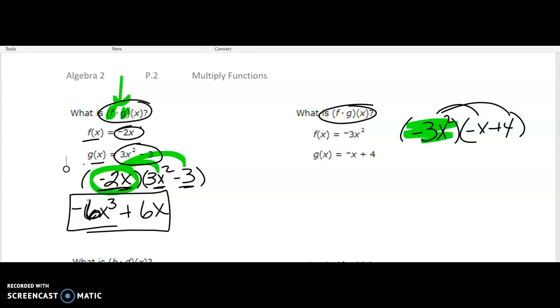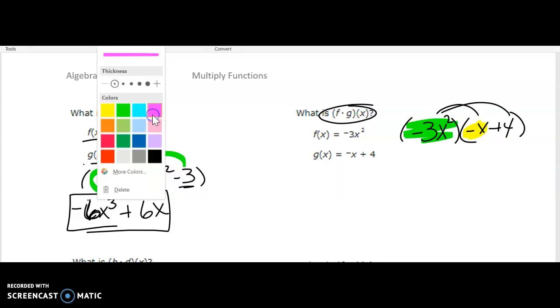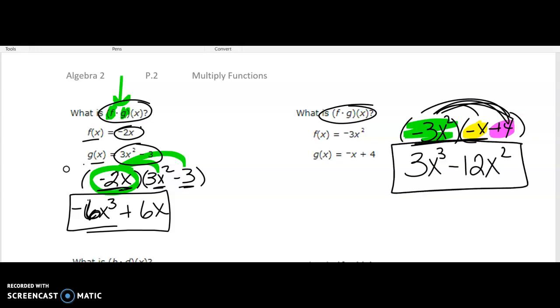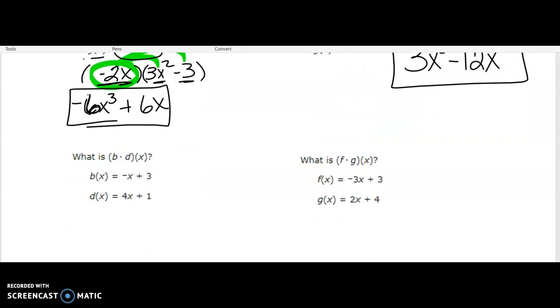This is negative. This is negative, and this is positive. So make sure you get your signs right. So negative 3 times negative 1 would be a positive 3x to the third, which would be those two. And then these two would be negative 3 times positive 4 would be negative 12x to the second. Those are not like terms. That is your answer.